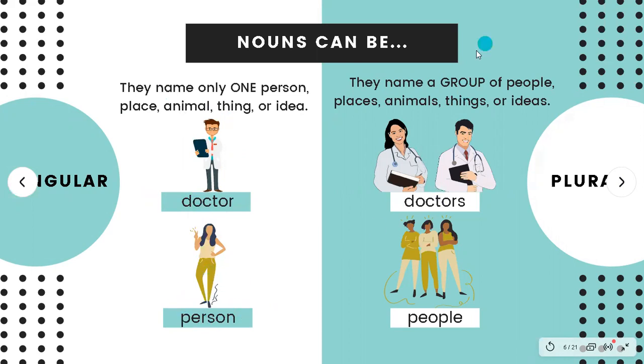Okay, and what about plural nouns? They name a group of people. Nombran un grupo de personas, una cantidad, 2 o más de algo. De personas, places, animals, things, or ideas. For example, we have doctors. How many doctors do we have there? ¿Cuántos hay? 2 doctors, right? And we also have people. ¿Cuántas personas hay aquí? 3 people. Tenemos 3 personas. And maybe you're wondering, but here we have a different thing because it says doctor, doctors, and person, people. Oh, cambian diferente. Okay, so we're going to see some rules for this. Hay algunas reglas para hacer los plurales.